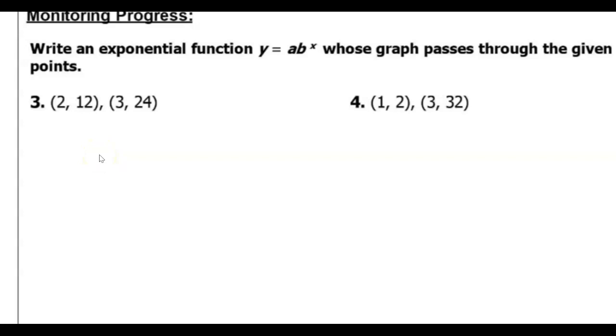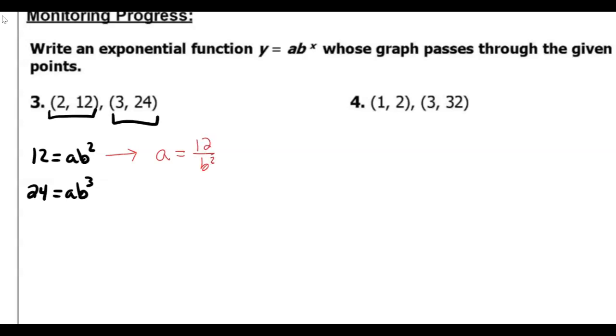All right, let's go ahead and try another one. So the first thing we're going to do is write an equation with this first set of points. So y equals ab to the x is 2. And with the second set of points, 24 equals ab to the x is 3. So then you take one equation, I usually do the one with the smaller power, and rearrange it so that a is by itself. So that would be 12 over b squared.